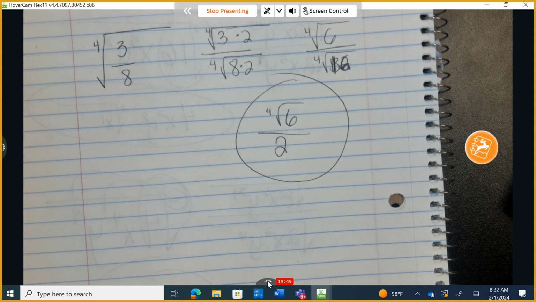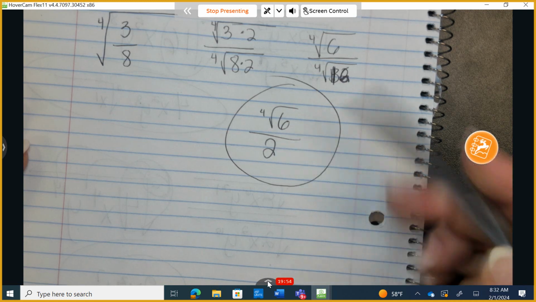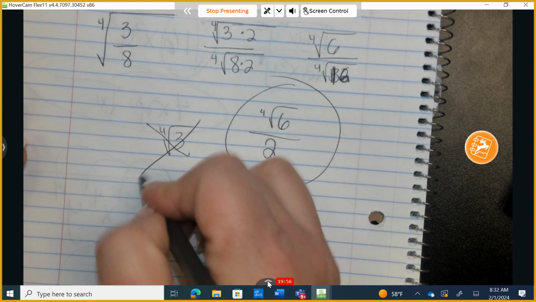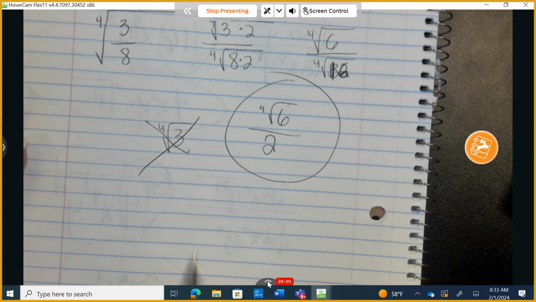A lot of students make a mistake, and they're very eager to continue to reduce, and they go 6 divided by 2 is 3, and that's my final answer. Not true. These are not like terms, if you want to think of them that way. This is my final answer.